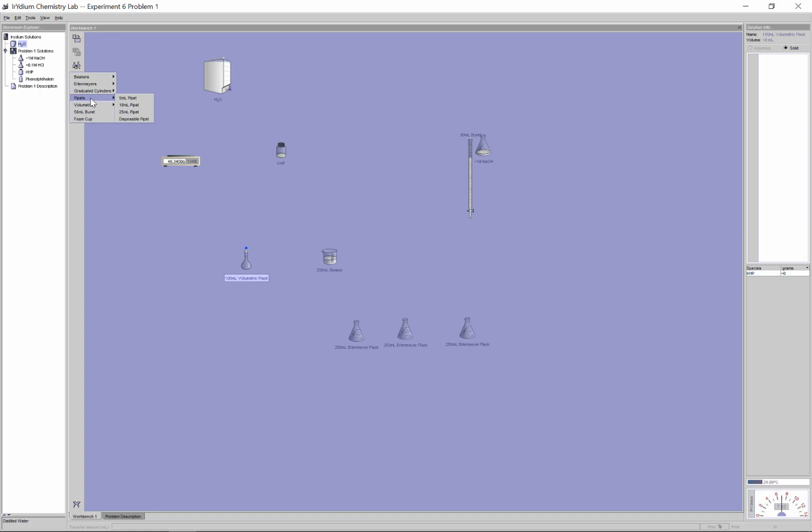The pipettes also come in different sizes as well. I'm going to demonstrate these first titrations using a 10 ml pipette. When we get to part 2, I'm going to use a 25 just for comparison. So let's start off with the 10 ml pipette here. This one here works like a straw. What we're going to do is drag this straw over top of the beaker.